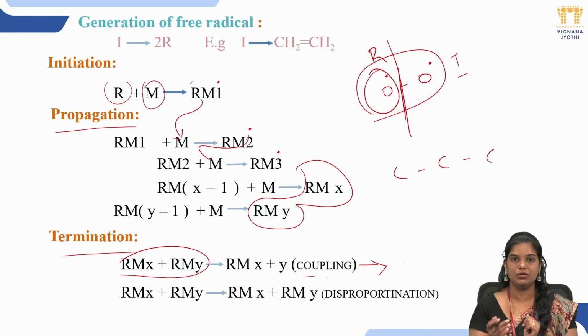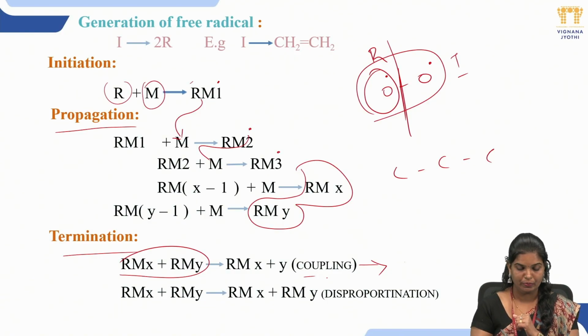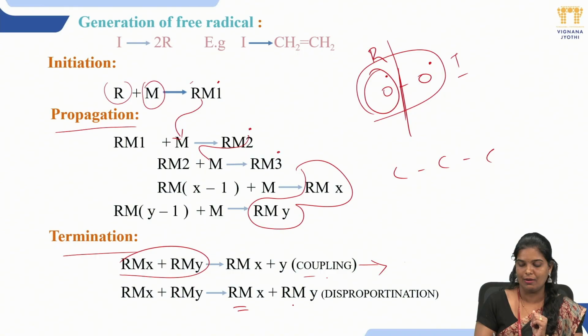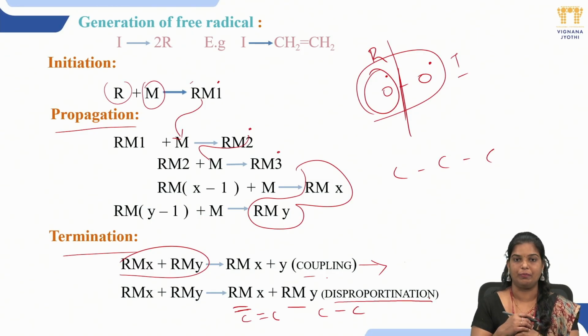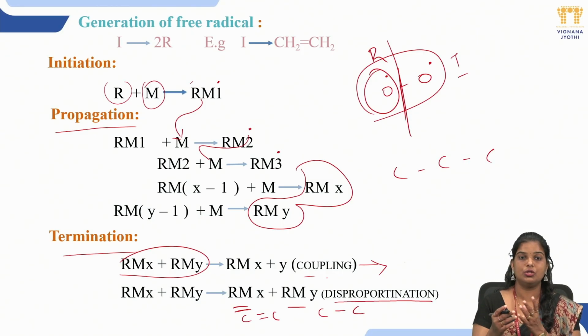Now, in another way it can also be terminated. How? RMX plus RMY, two different monomer radicals. One saturated hydrocarbon and one unsaturated hydrocarbon can form. In one case there will be a C double bond C, and in the other a C single bond C. An alkene and an alkane will be there. That is known as disproportionation. So there are two ways it can be terminated: coupling and disproportionation.